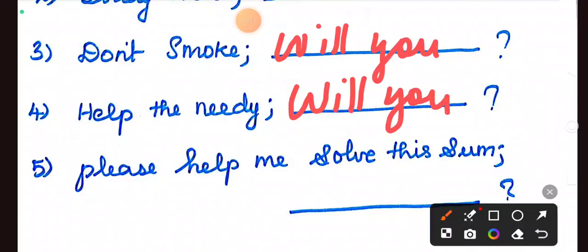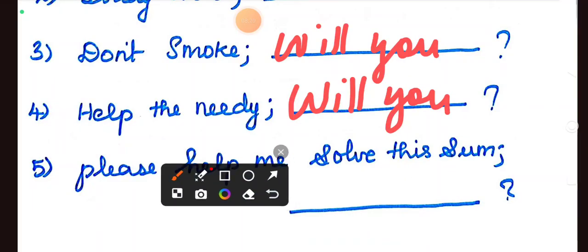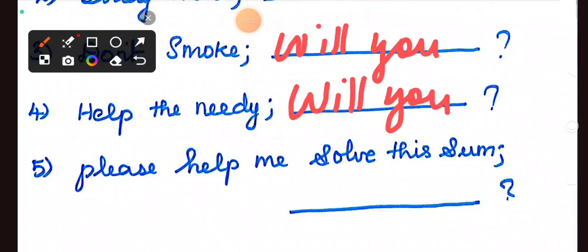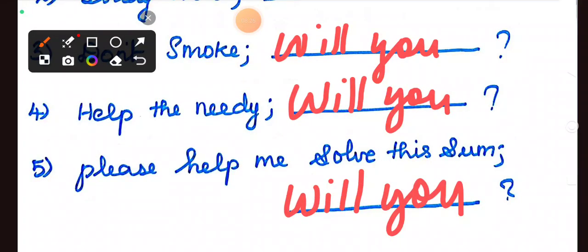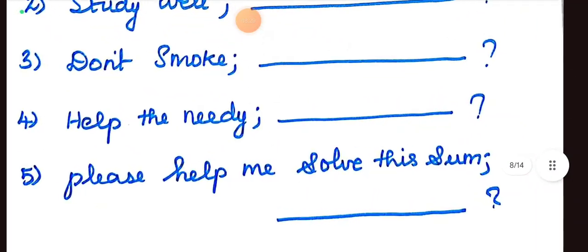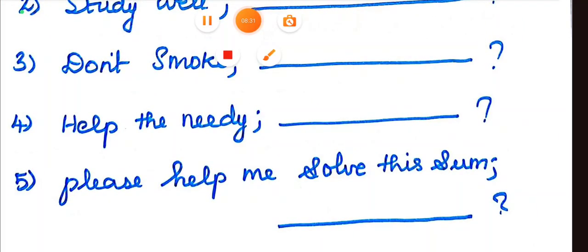Please help me solve this sum. This is a request. A request is an imperative sentence. So the question tag is will you. Hope it's very clear now. The next one.